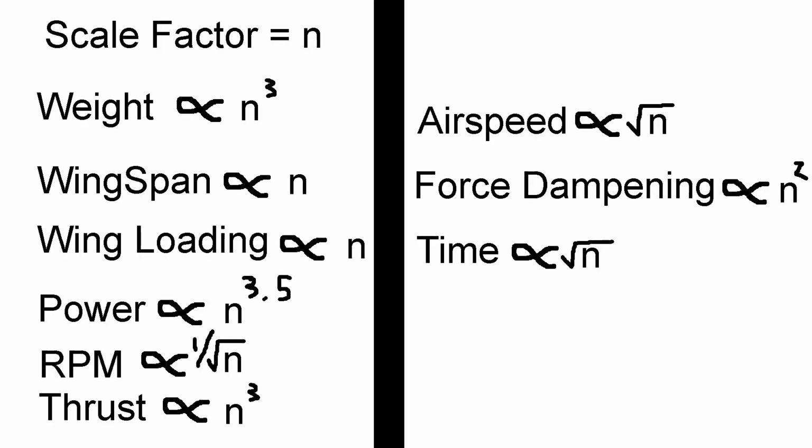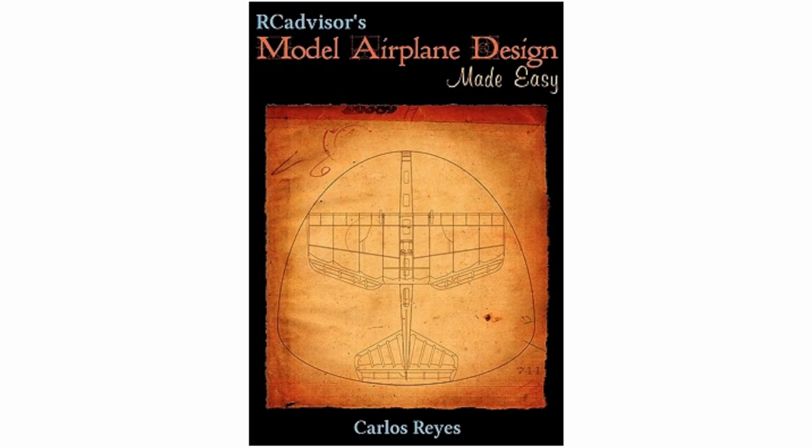Scale effects. Planes cannot be designed by simply shrinking or expanding existing models. Weight and thrust increase with the cube of the scale factor n. Wingspan and wing loading increase linearly. Power needs to increase by n to the power of 3.5, and airspeed increases with the square root of n.